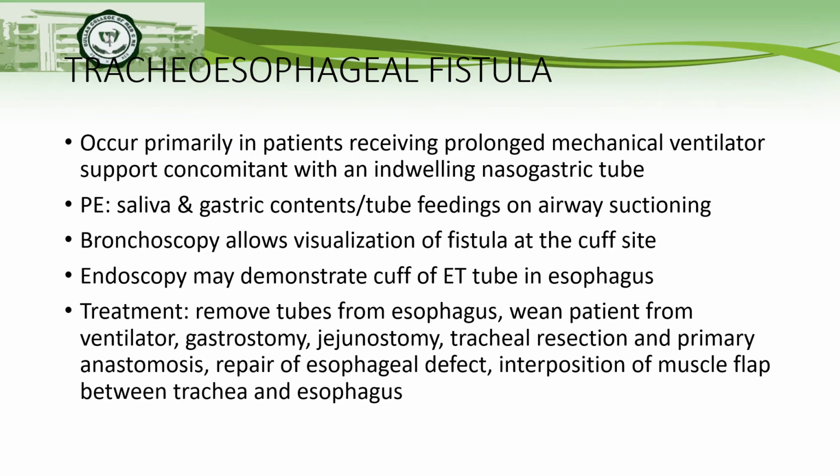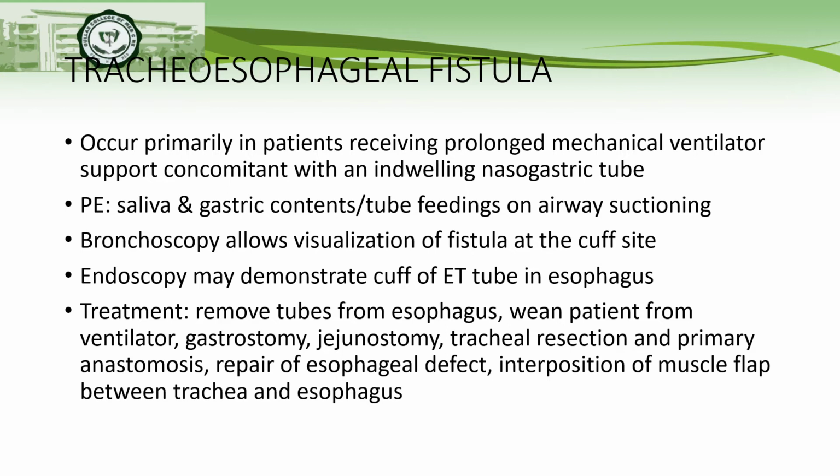Bronchoscopy allows visualization of the fistula at the cuff site, while endoscopy may demonstrate the cuff of the ET tube in the esophagus. Treatment, first and foremost, requires removing tubes from the esophagus and weaning the patient from the ventilator. The cuff of the ET tube should be placed below the fistula, avoiding overinflation.